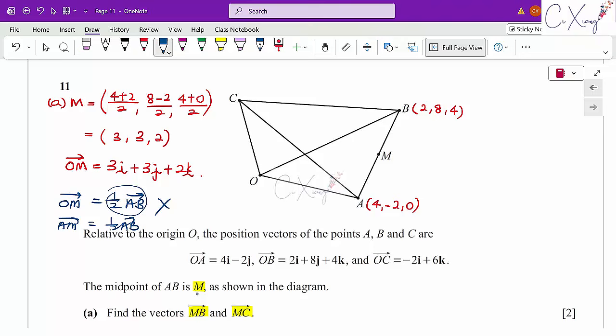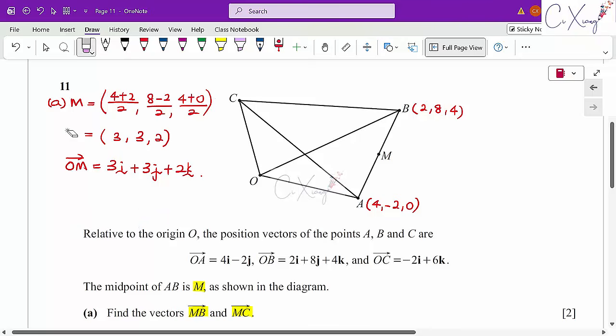So if you want to get the position vector of M, to me the safest way is to use the coordinate geometry formula to find the midpoint first. After that, only then change it to the position vector form. This is a common mistake that I see very often, so just a small reminder here. Then after you find OM, the position vector of M, you can find the vectors MB and also MC. So let's start.